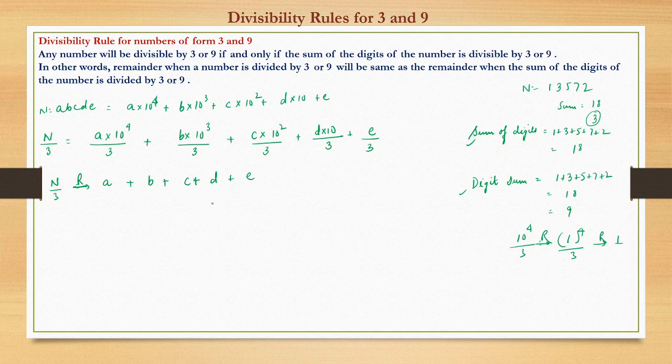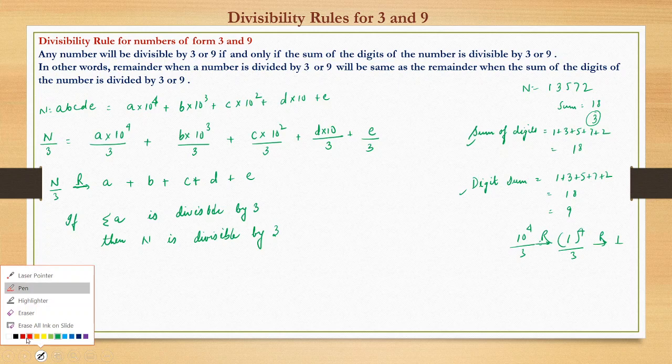We do the digit sum. If the digit sum is divisible by 3, then that number will be divisible by 3. So this we have seen now. So if sigma a is divisible by 3, then n is divisible by 3.